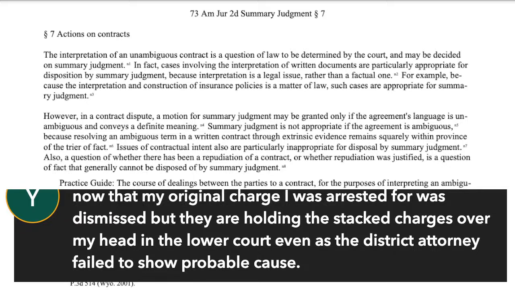So is this a case of lack of subject matter jurisdiction where it should be dismissed, or is it a good case to be dismissed on summary judgment, according to the reading so far?